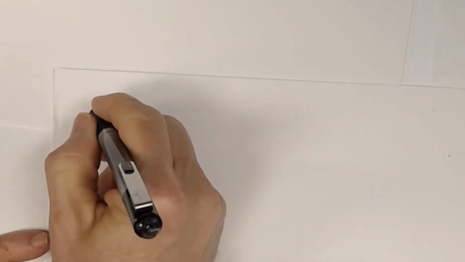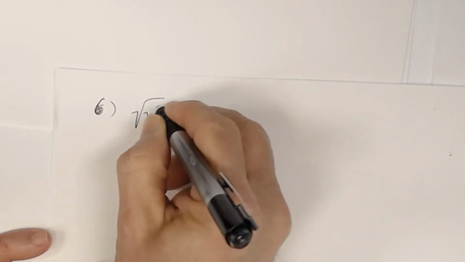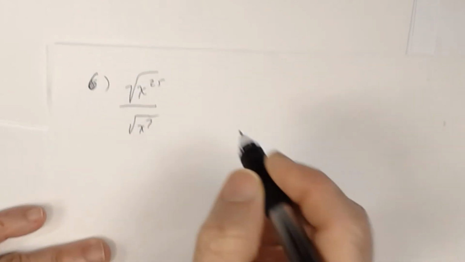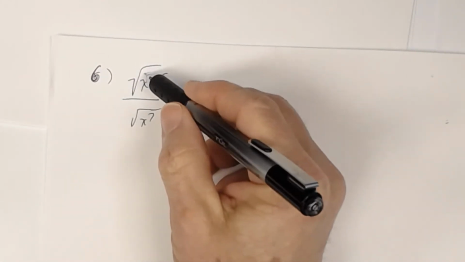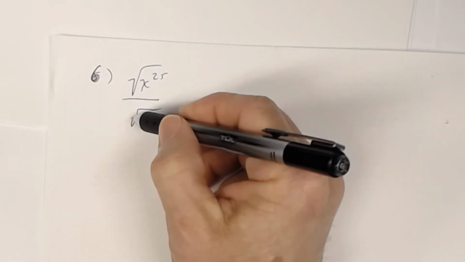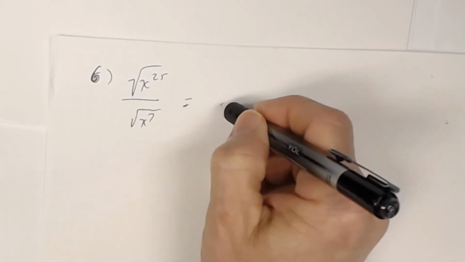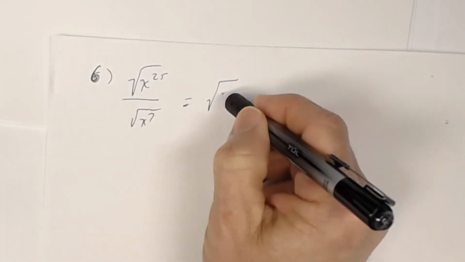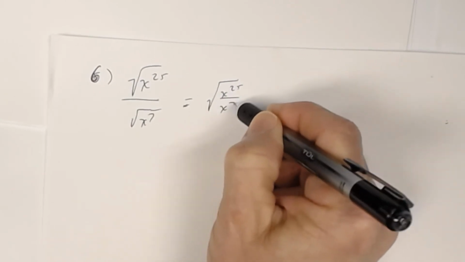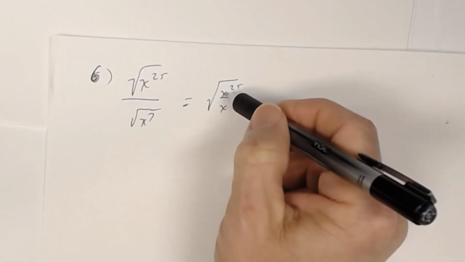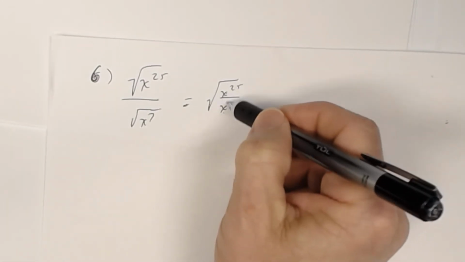So number 6, let's suppose we had the square root of x to the 25th divided by the square root of x to the 7th. All right, so again, I'm dividing radicals where the indices are the same, square roots in both cases. So I can write this according to the quotient rule as one square root: x to the 25th divided by x to the 7th. And then I can use the exponent rules. When I divide like bases, I subtract exponents.